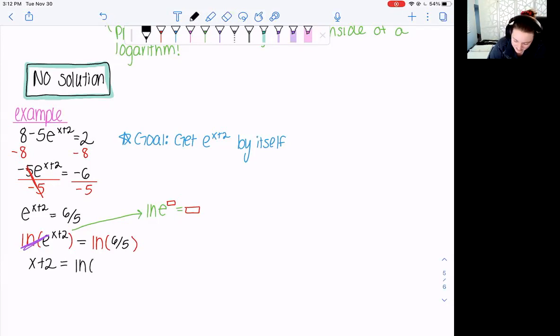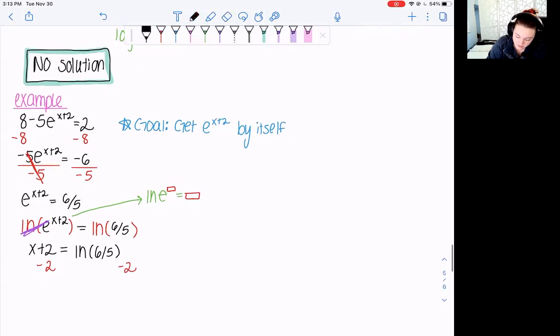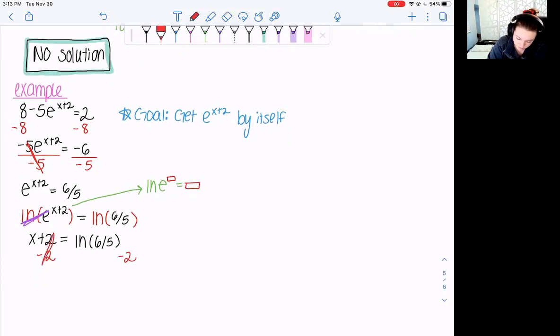Is equal to ln of 6 divided by 5. And to get that x by itself, you are just subtracting 2 on both sides, which gives you x equal to ln of 6/5 minus 2.